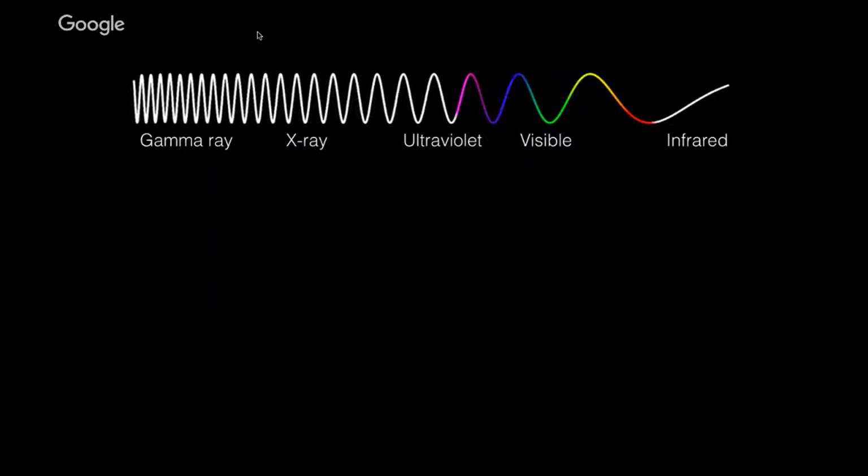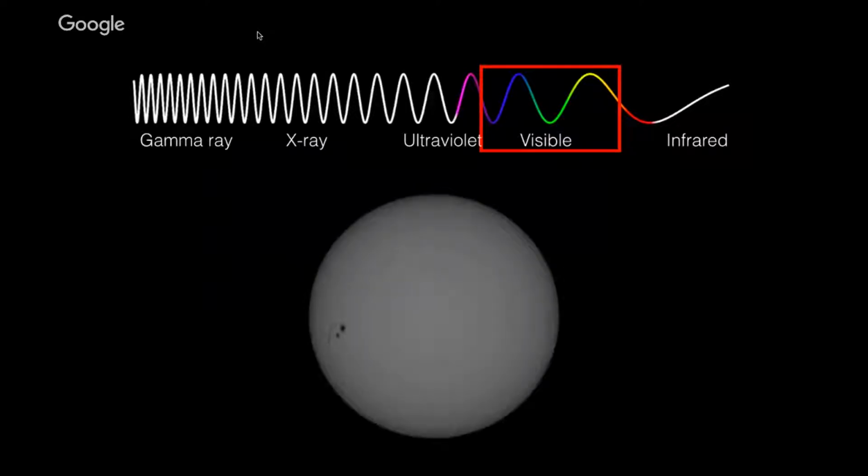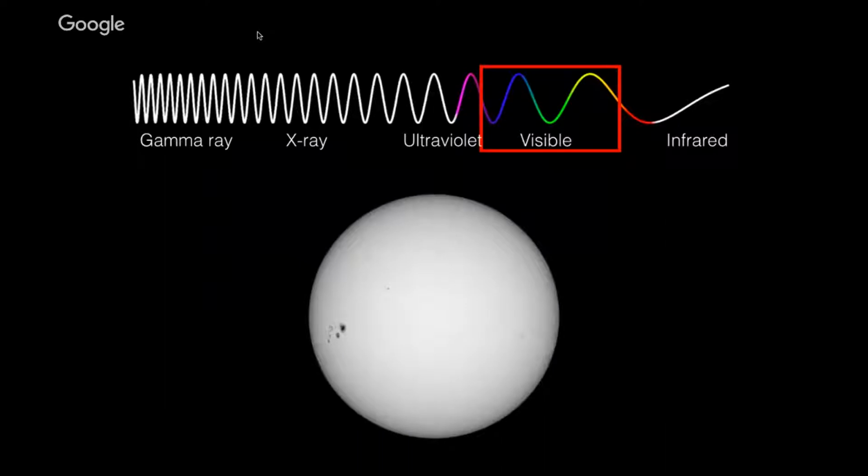We'll start with the most familiar, which is visible light. So of course this is what you're used to. This is how we see the sun, if you can get a suitable filter and block out 99.9% of its light. When we take a picture of the sun using visible light, it looks like this: a kind of featureless disk, except for these black spots that you see on the left-hand side. And that's what we call sunspots.